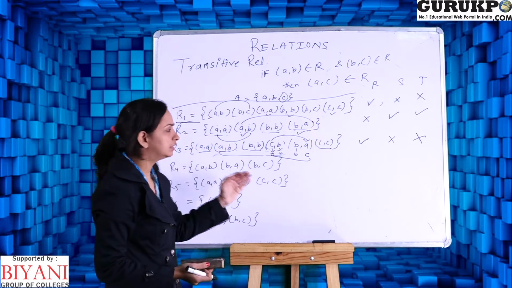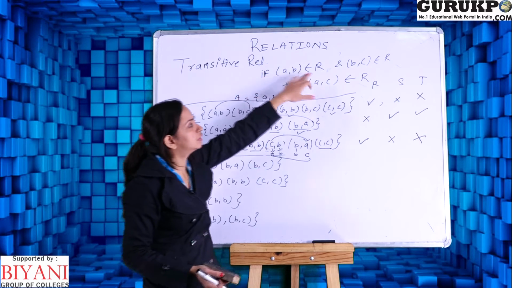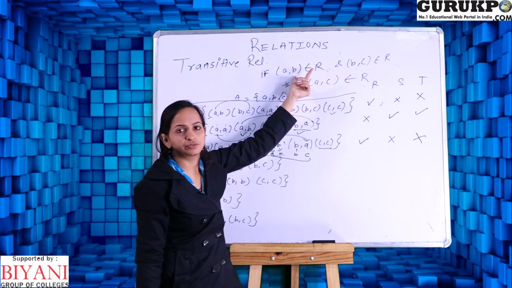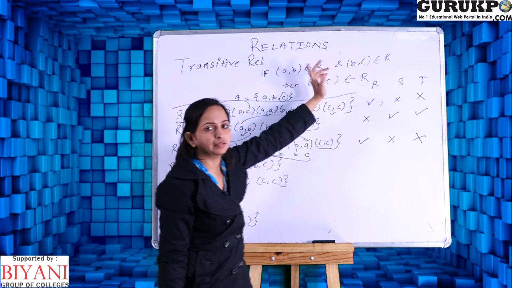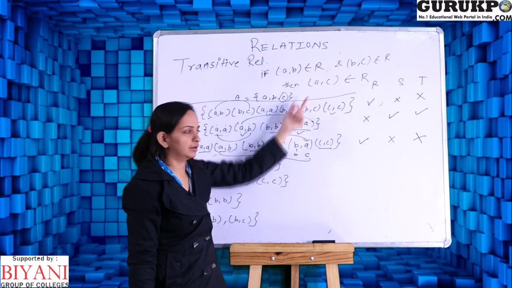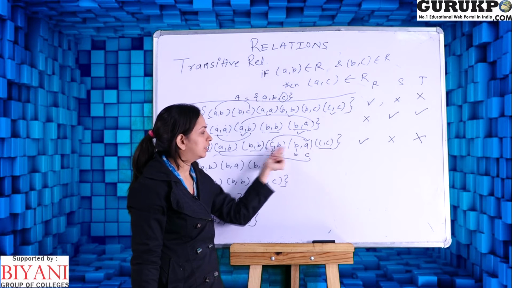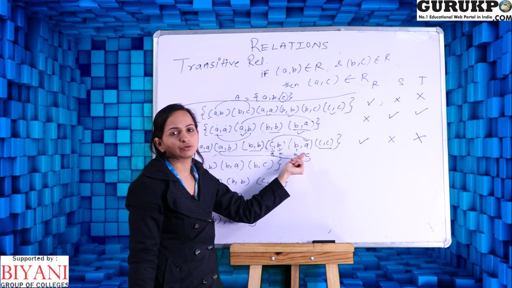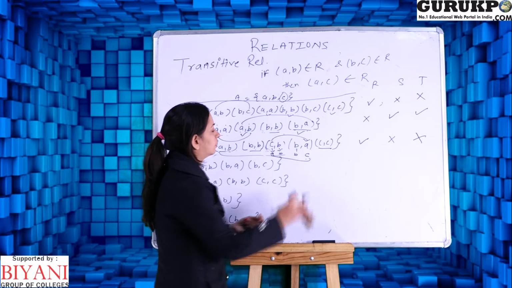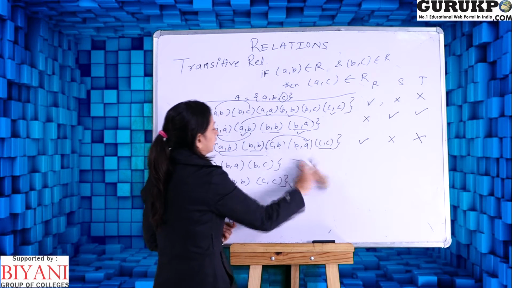You have to check all the pairs: if AB belongs to R and BC belongs to R, then AC must belong to R. But in my case, CB belongs to R, BA belongs to R, but CA does not belong to R. So this is not a transitive relation.